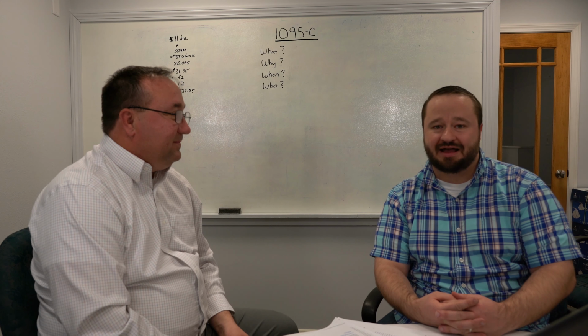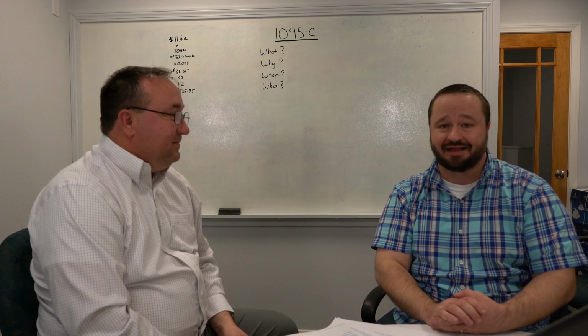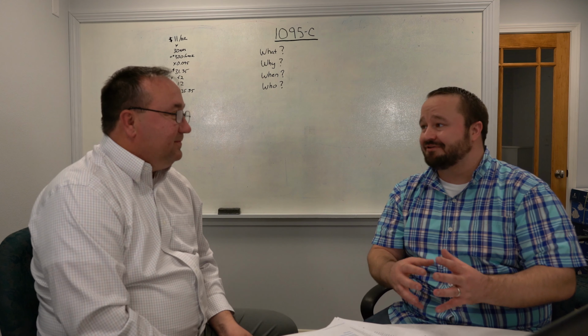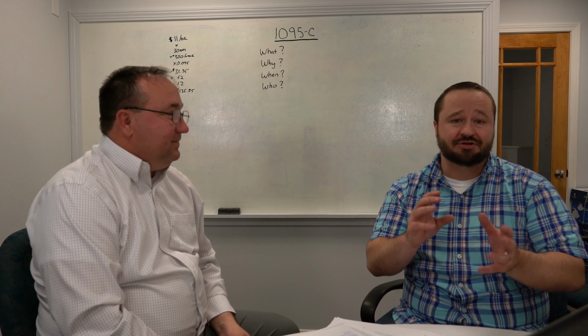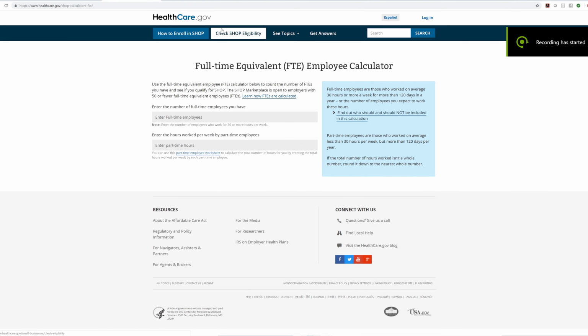So any of those people that are viewed as a full-time employee, you put them under one list. And then what you need to do is look at all of your part-time staff. You need to add up all of their hours. And I'm actually going to show you this cool online tool right now. Take a look at this. This is a great tool to help you figure out whether you're an applicable large employer or you just have a lot of people hanging out.